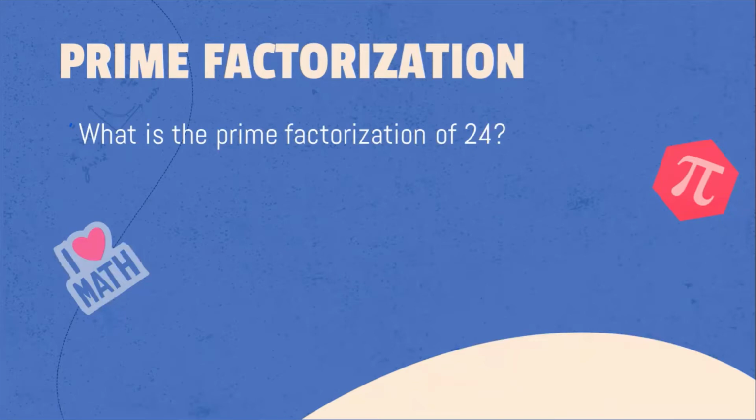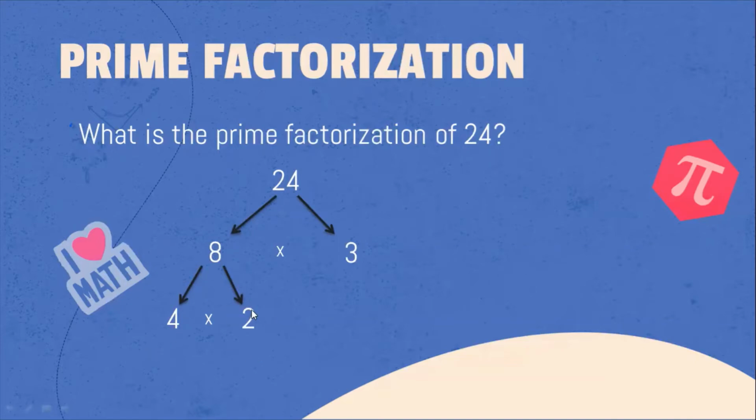What is the prime factorization of 24? Let's try to look for possible factors of 24. We have 8 multiplied by 3. Question, is 8 a prime number? No, it's not because it is a composite number. It has other factors aside from 1 and 8. Those are 4 times 2. The factors of 8 are 4 times 2.